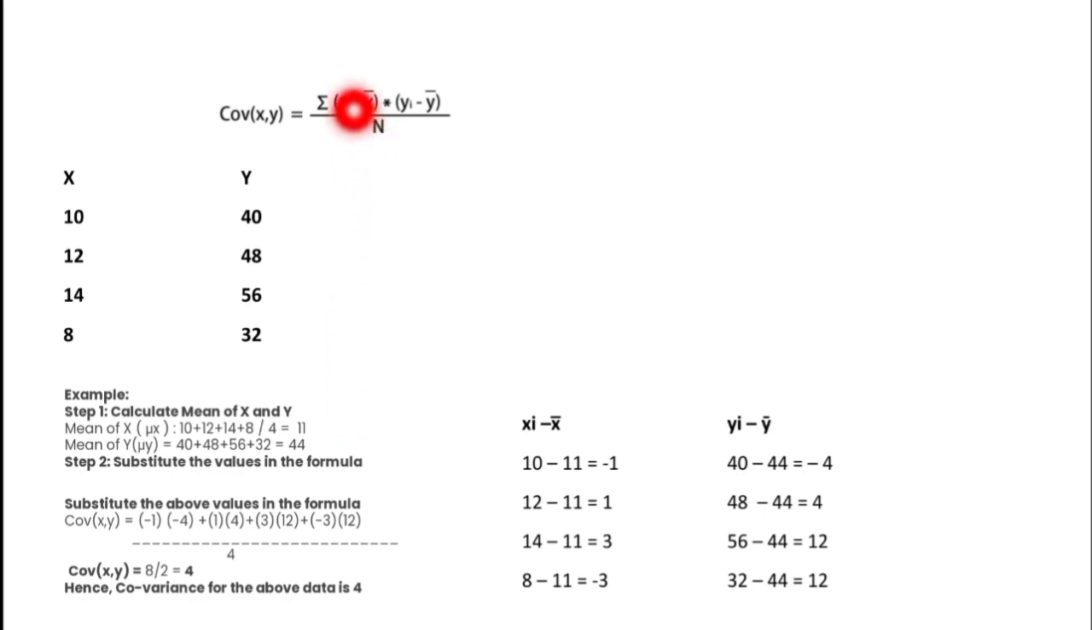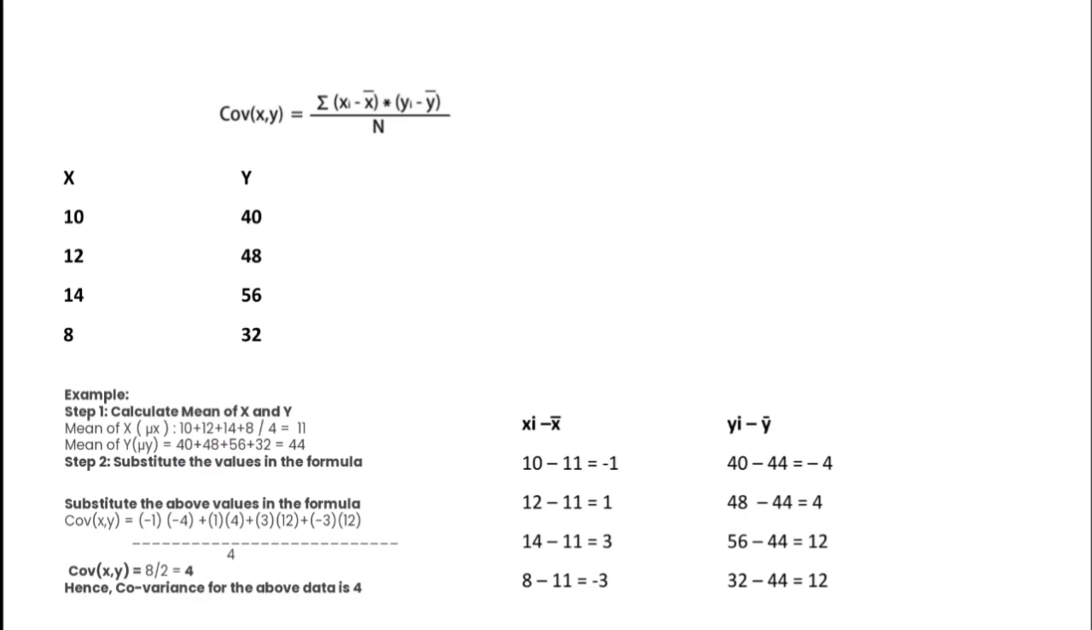So I substituted all the values of xi minus x bar and yi minus y bar. I am multiplying xi minus x bar into yi minus y bar, and I am dividing those values with n. N is nothing but the number of values. What is the number of values I am considering? 4. The number of values of x is 4, y is also 4. That's why the value is 4. If you calculate this, you are going to get 8 divided by 2. So the final covariance value you are going to get is 4.